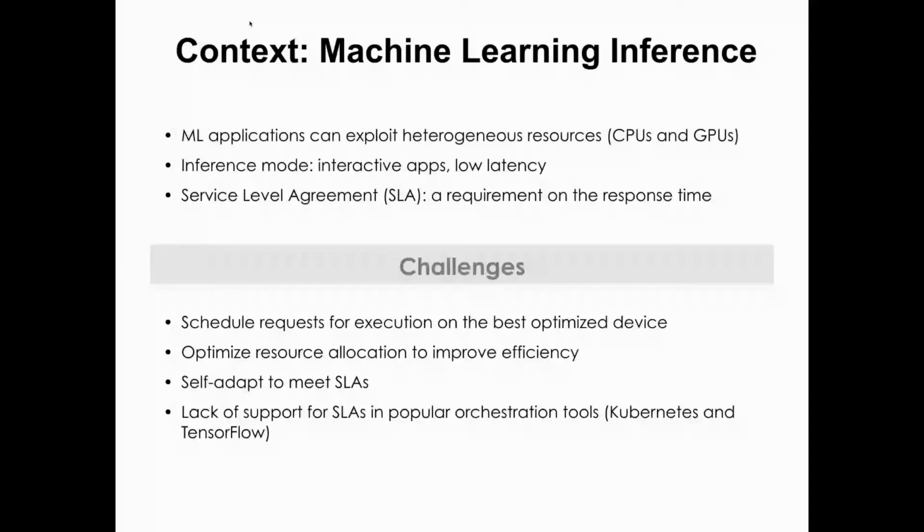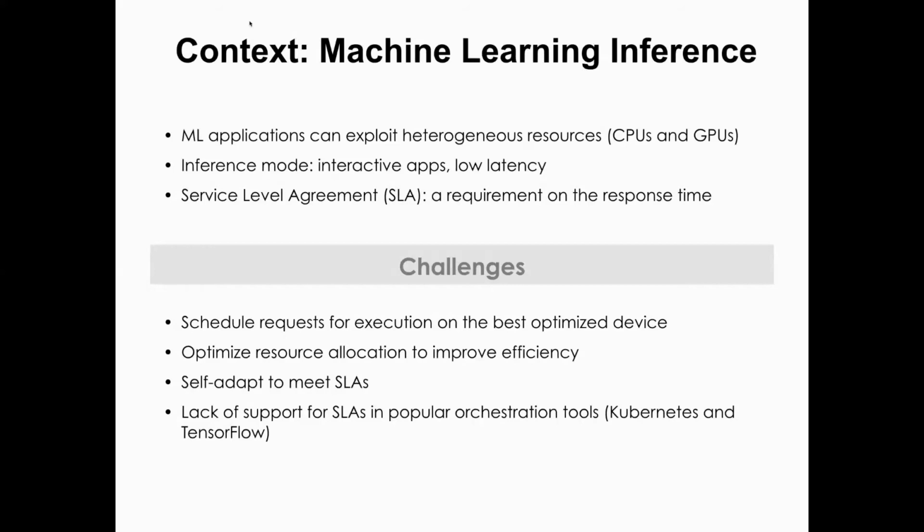So the challenges in this context are, I would say, many. First, we have to schedule requests for execution on the best optimized device. It could be a CPU or a GPU. Also, we have to optimize the resource allocation in order to improve its efficiency and not waste money. Of course, we have to self-adapt the application because we need to meet the requirements. So we don't want violations.